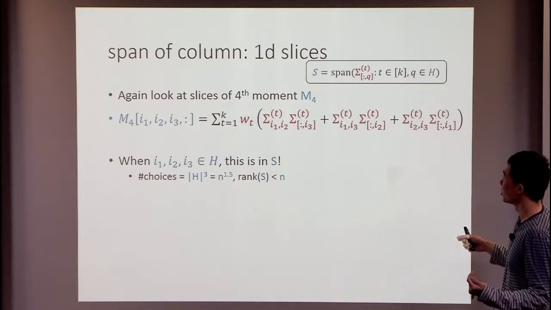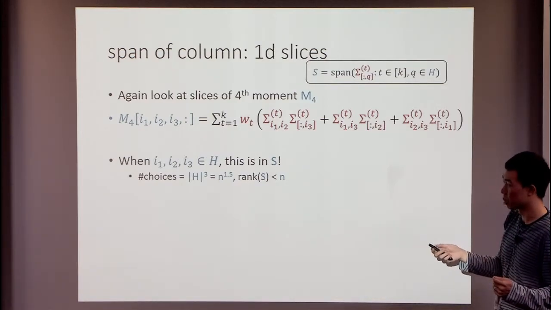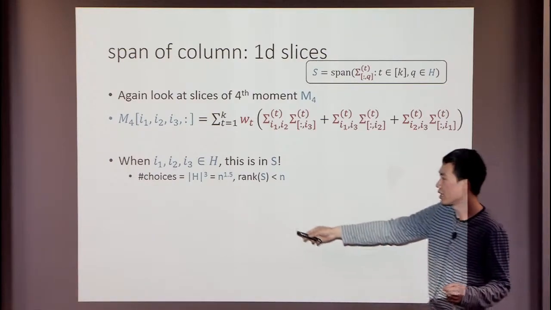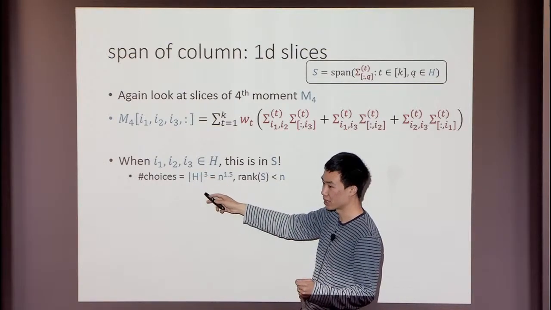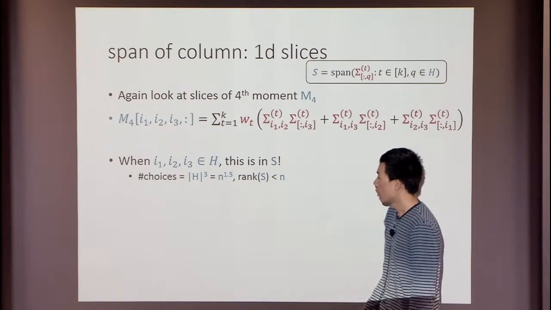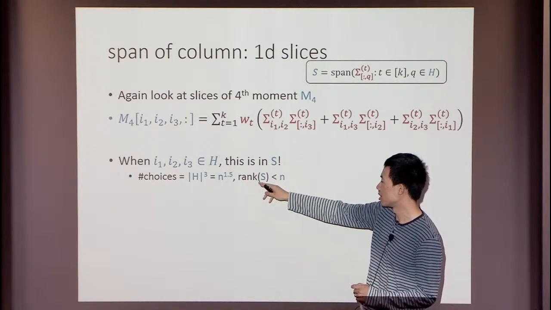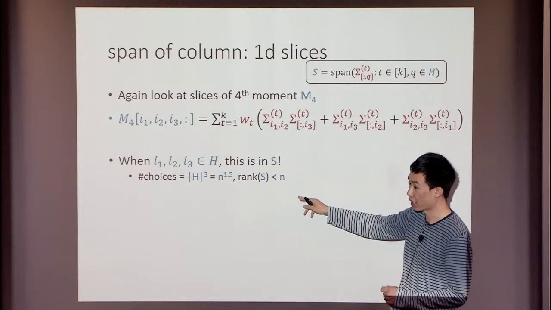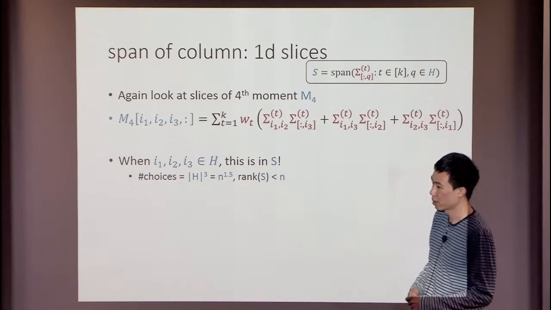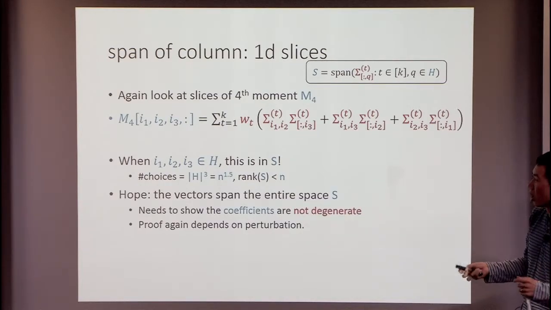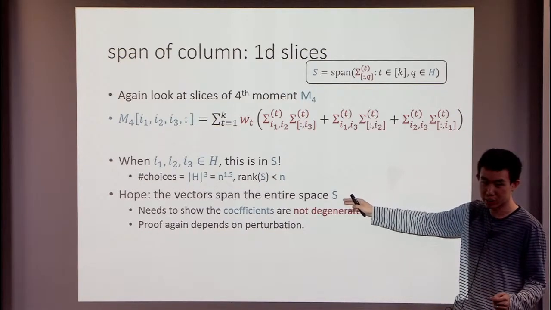Now we will just choose all the possible choices for I1, I2, I3. The number of possible choices is roughly n to the 1.5 because we assume the size of H is square root n. So we have n to the 1.5 vectors, but the dimension of S is k times root n. It's even smaller than n. It's definitely much smaller than n to the 1.5. So again, we can hope all these n to the 1.5 vectors to span the entire subspace S.